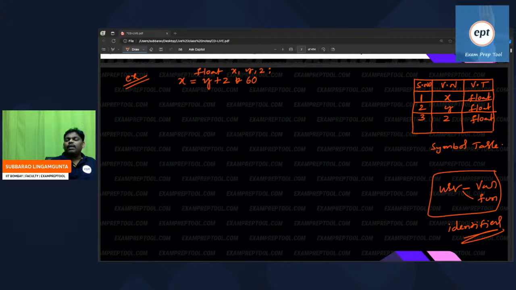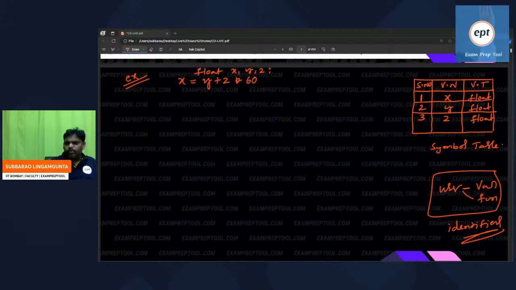Identifier. What is the meaning of identifier? Type that also. The symbol table contains identifiers. I am very happy. What are the identifiers? User-defined variables, user-defined functions. For identification purpose, only names: user-defined variable name, user-defined function name. Identification purpose only.